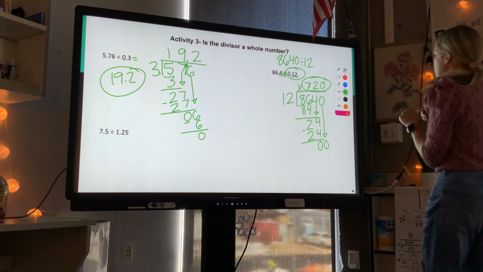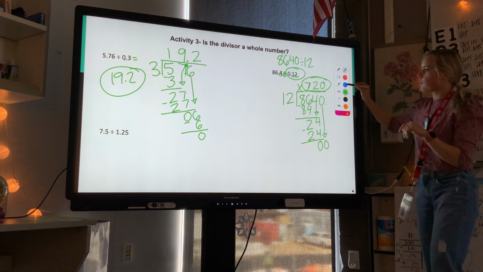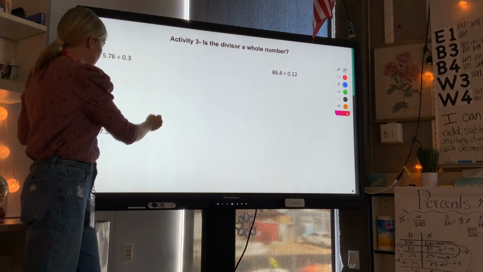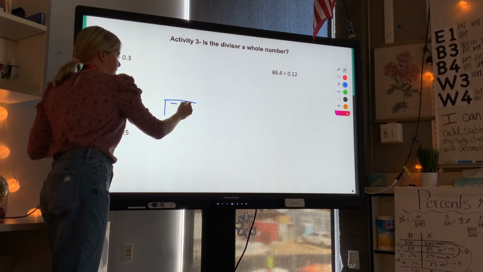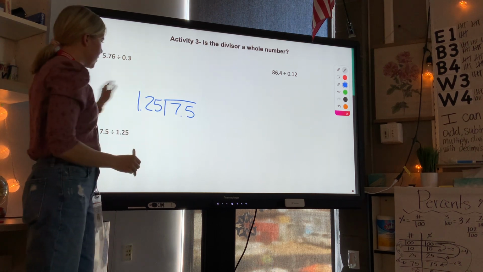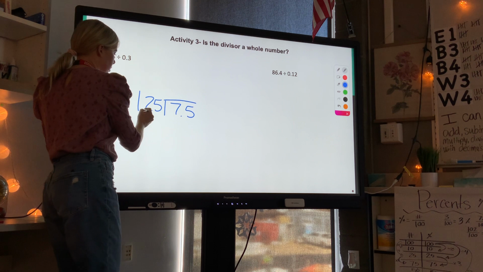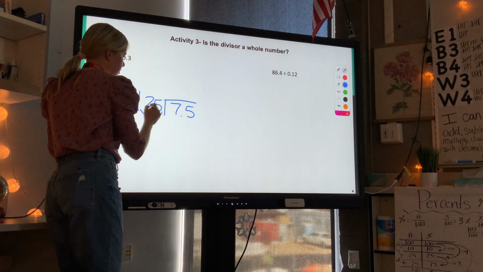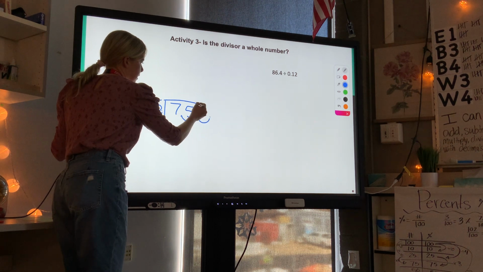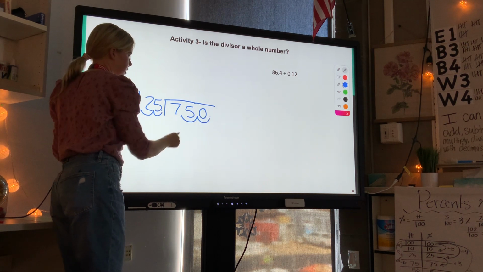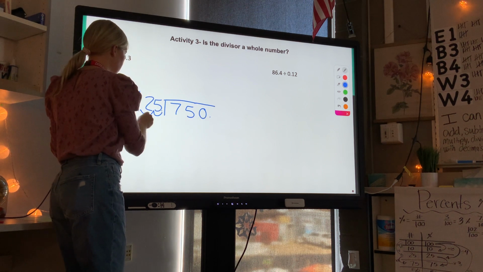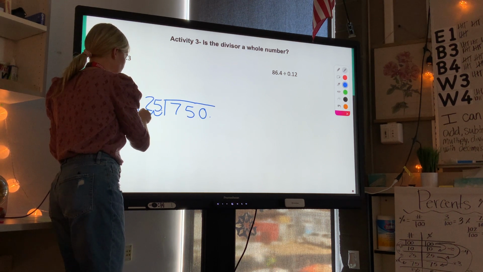Moving on to the third one, 7.5 divided by 1.25. Okay, this time, first I'm going to put my dividend inside the box and I'm dividing it by 1.25. The number I'm dividing by needs to be a whole number, so I move it over 1, 2 times. That means I need to move my dividend 2 times, 1, 2 times. I'm going to place a 0 for the missing place value. So in other words, this is like doing 750 divided by 125.